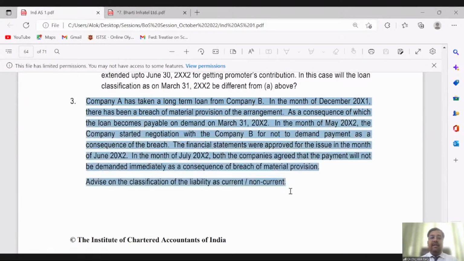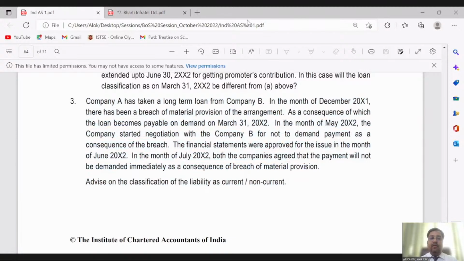Company A has taken a long-term loan from company B. Your question number 3. In the month of December, there is a breach of a material provision of the arrangement, as a consequence of which the loan became repayable on demand on 31st March 2002, the balance sheet date.